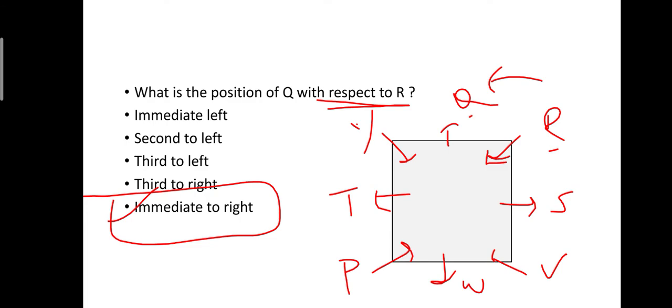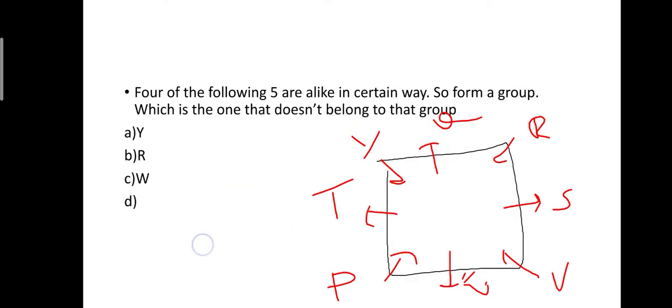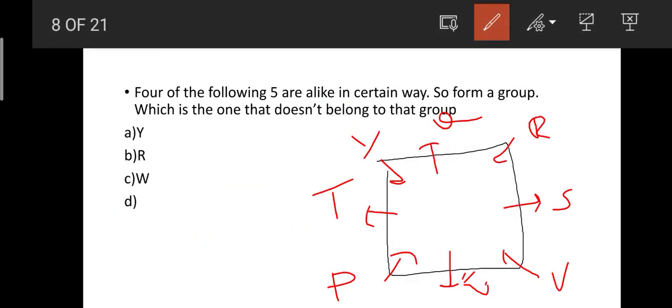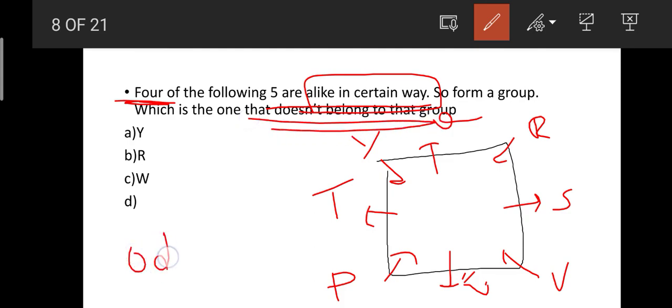Okay, next question. See here, they have given us the question like, 4 of the following 5 are alike in a certain way, so form a group. We should observe in what way they are similar. Which one is the one that does not belong to that group? They are asking which is the odd man out.